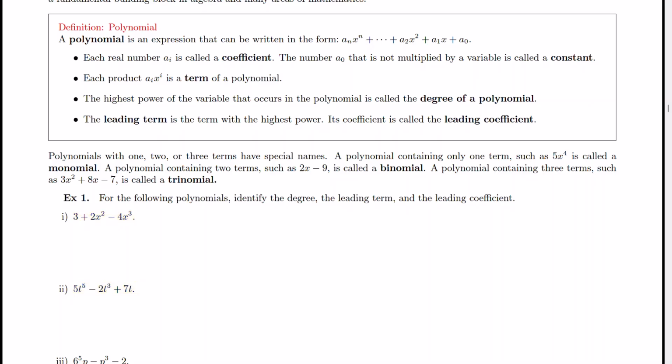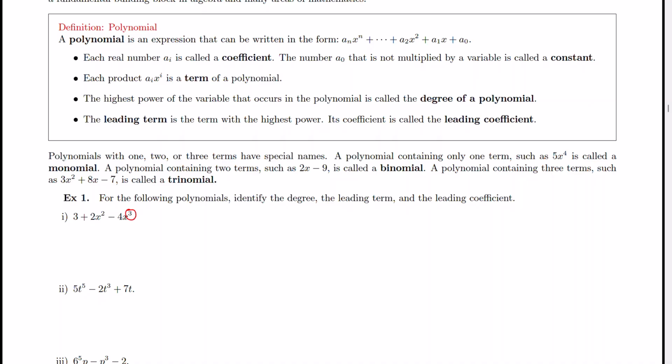Now, each one of these individual items that make up a polynomial is known as a term. So terms begin and end when there's a plus or a minus. So for example, 3 is one term, 2x squared is another term, and negative 4x cubed is another term. The highest power that you can find in the problem is known as the degree of the polynomial. So for example, in this case, the 3 plus 2x squared minus 4x cubed, the highest power that we can find is 3. That's the power of a variable, so therefore it's known as the degree of the polynomial.